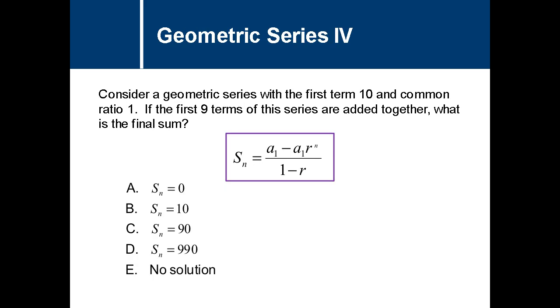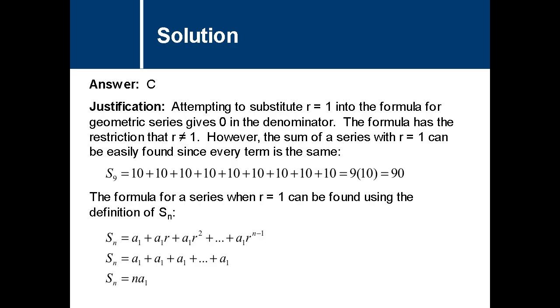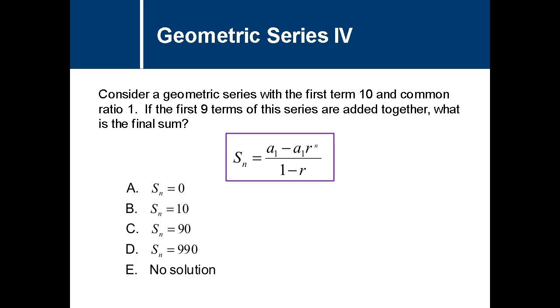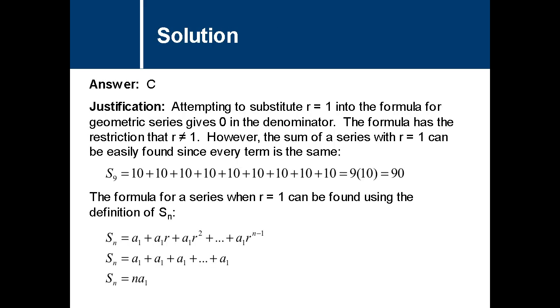And so once we have that, suppose we let the first 10 terms add with a common ratio of 1. Well, now what do we get? Take a look. If you thought that the answer might be C, you were correct. We're adding 10 times. You can't use r equals 1 in the denominator for obvious reasons. That gives us a 0 in the denominator. So instead what we're doing is we're taking 10 and adding it 9 times to get 90.